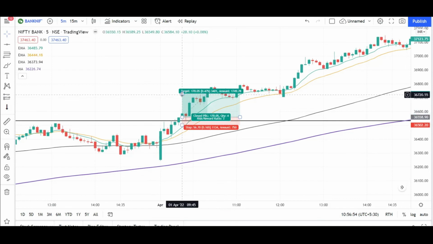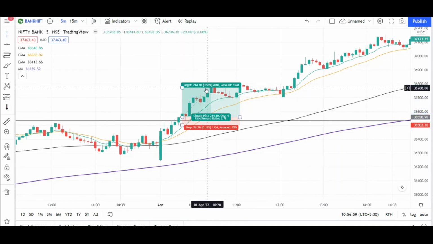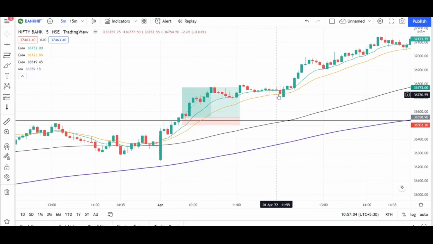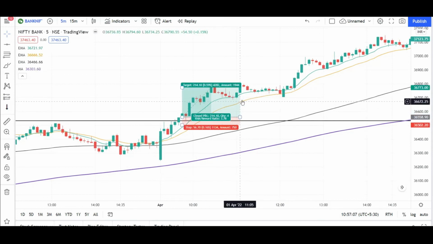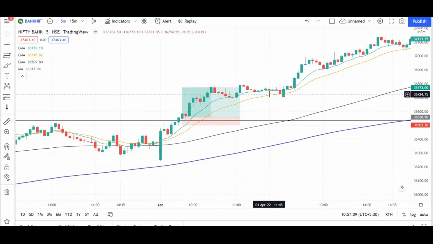1:3 is also achieved, and this is 1:3.78, and your trailing stop loss will be this 20 exponential moving average. So you can trail your stop loss with this 20 exponential moving average. There are two types of trade to take the stop loss from the 20 exponential moving average. The first one, as soon as it hits the 20 exponential moving average, you will exit. And the second one is as soon as it closes below the 20 moving average, you will exit.